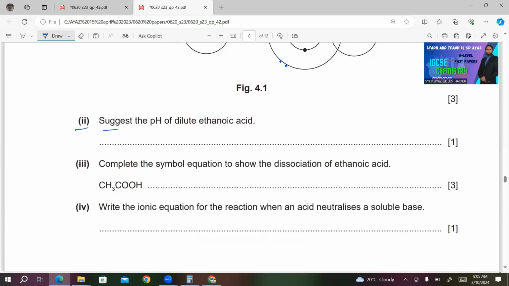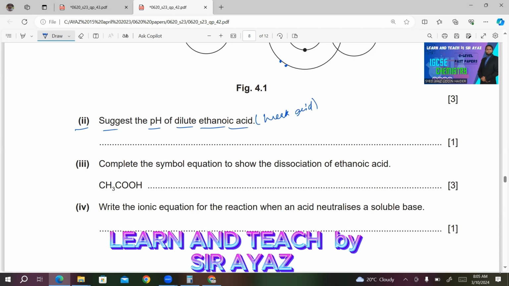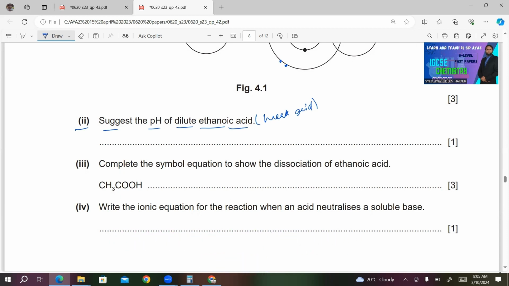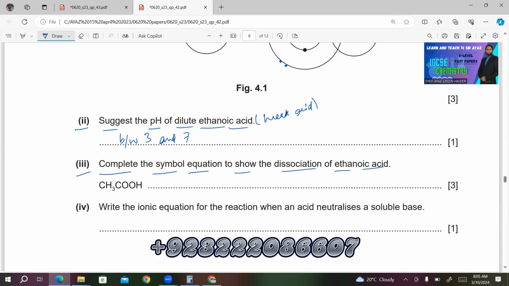Number 2, suggest the pH of dilute ethanoic acid. Ethanoic acid is a weak acid. So the pH must be between 3 and 7. Number 3, complete the symbol equation to show the dissociation of ethanoic acid. As I've just told you, it's a weak acid.